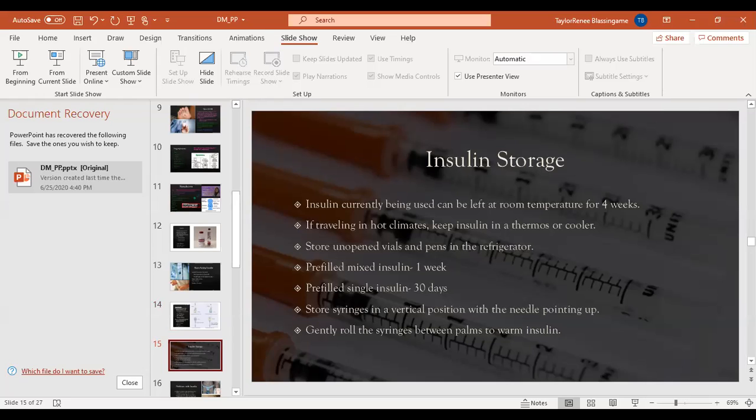Stored unopened vials or pens can be in the refrigerator. Pre-filled mixed insulin, so if it's multiple different types of insulin in one vial, can be 1 week. Pre-filled single insulin is 30 days.